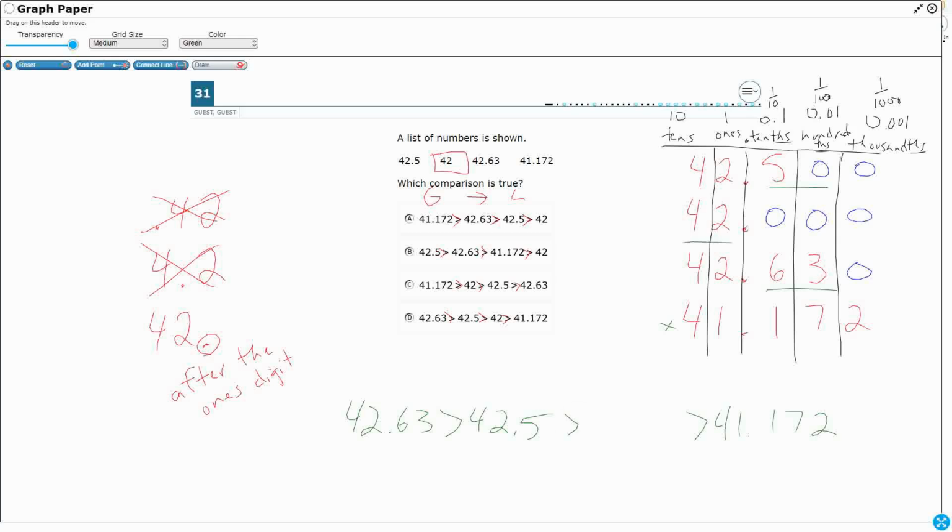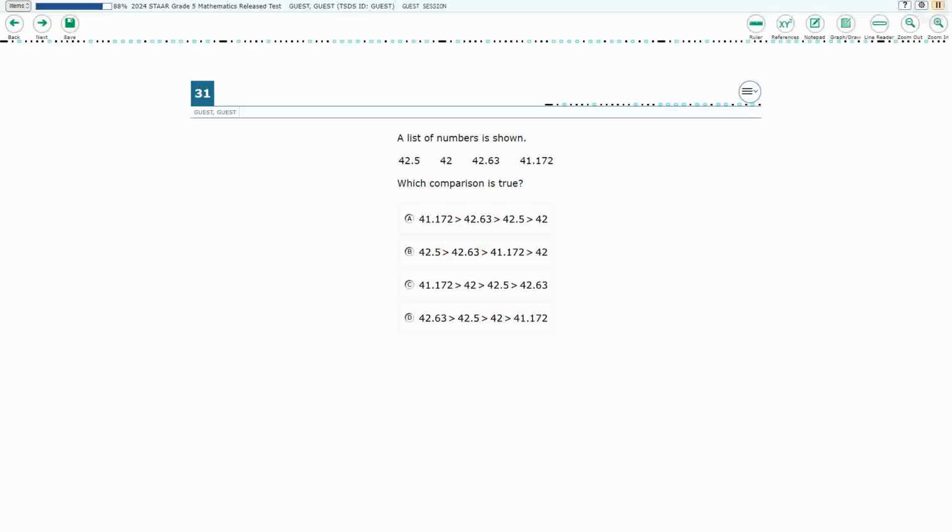Now it's just listed as the 42. So that's what I'm looking at, 42.63. And there we go. It looks like my answer is going to be D.